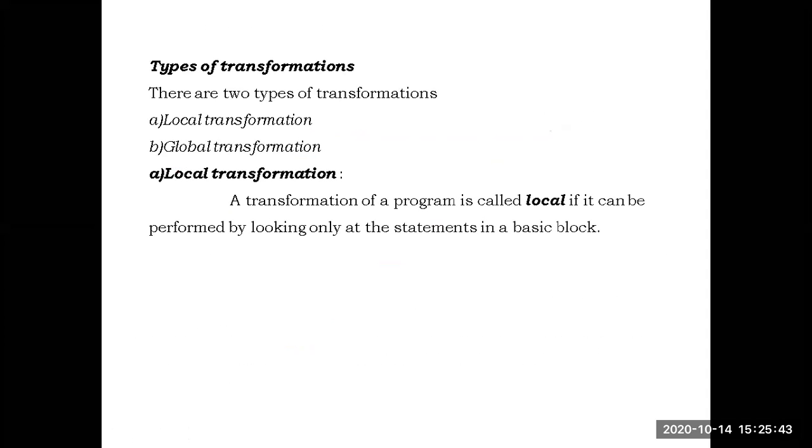What is local transformation? If the transformation is performed within the statements of a basic block, the type of transformation is called local transformation or local optimization. Clear? A transformation of a program is called local if it can be performed by looking only at the statements in a basic block. By considering only the statements in a basic block, if you perform transformation, that type of transformation is called local transformation.